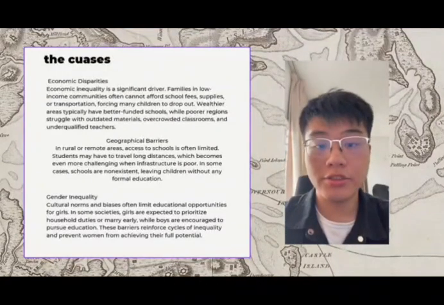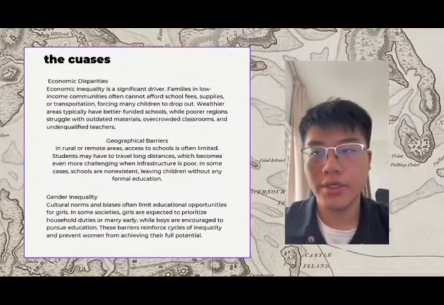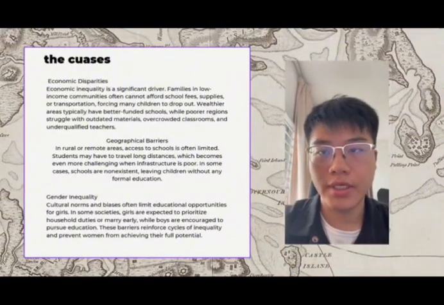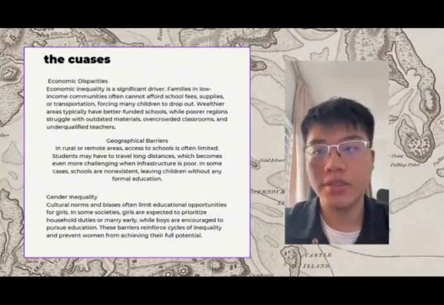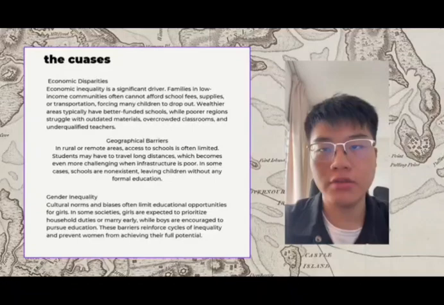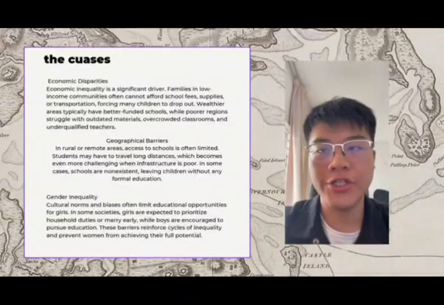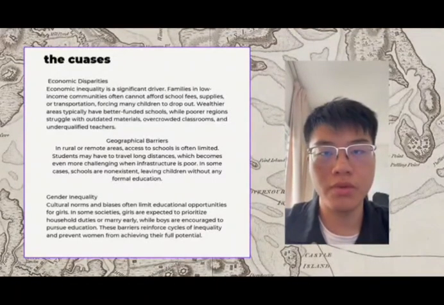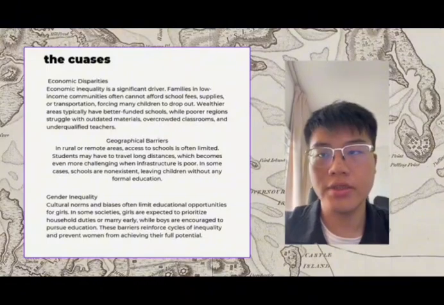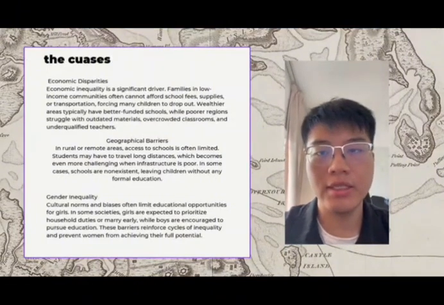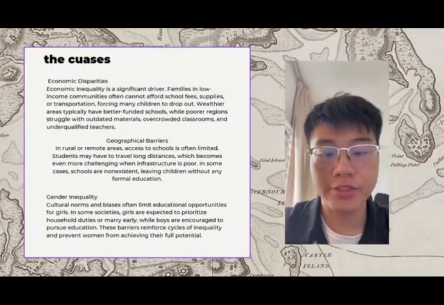The second case is geographical barriers. In rural or remote areas, access to school is often limited. Students may have to travel long distances, which becomes even more challenging when infrastructure is poor. In some cases, schools are non-existent, leaving children without any formal education.